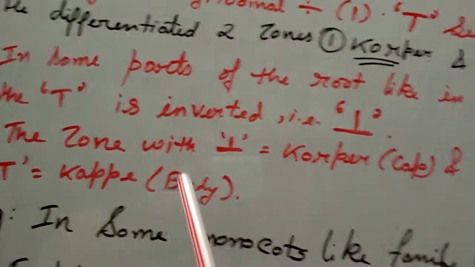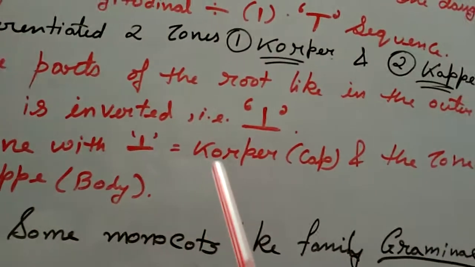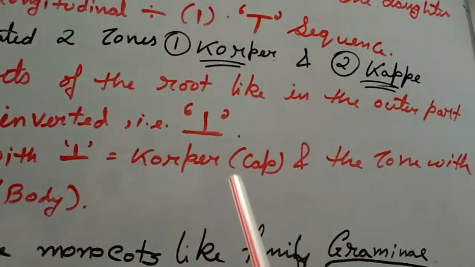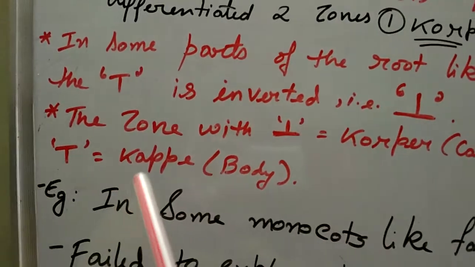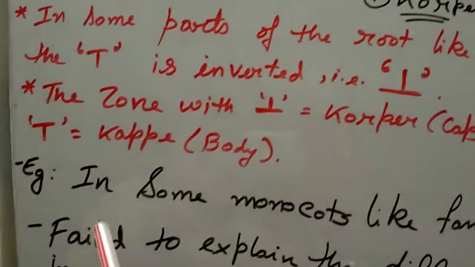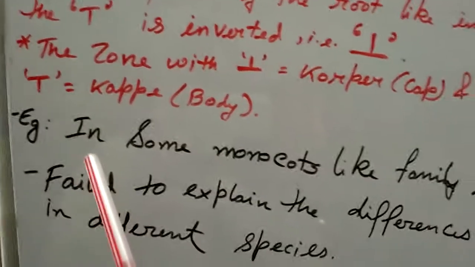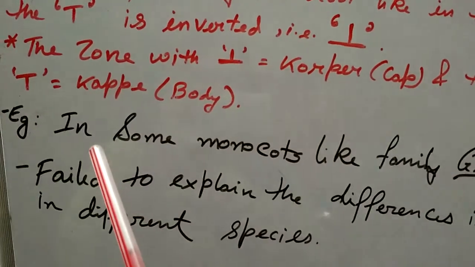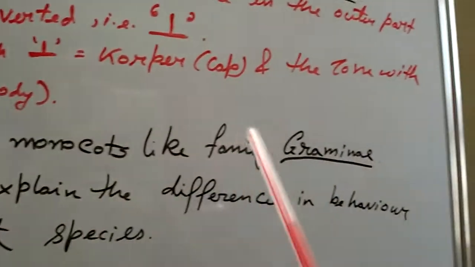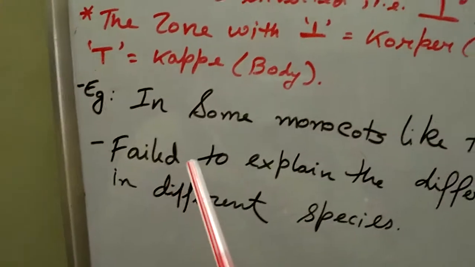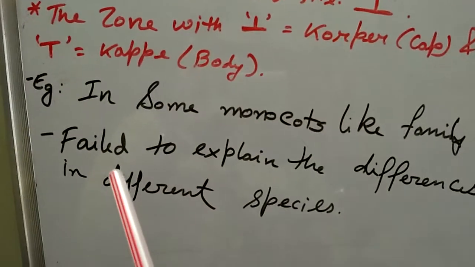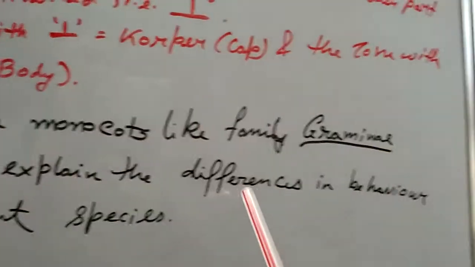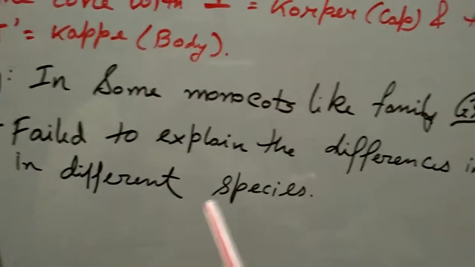The zone with the inverted T-shaped structure is known as the corpus or the cap portion, and the zone with the straight T is known as the tunica or body portion. This theory is applicable, or very well shown, in the case of monocots, like in family Graminae. But the very important demerit of this theory is it failed to explain the differences in behavior in different species.